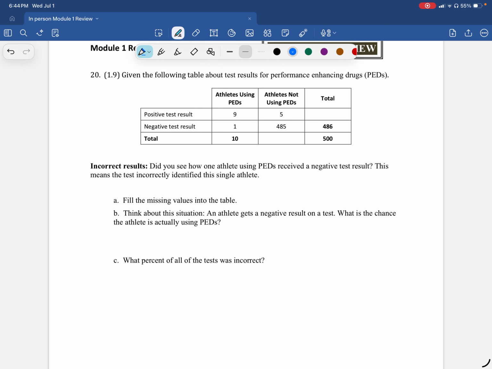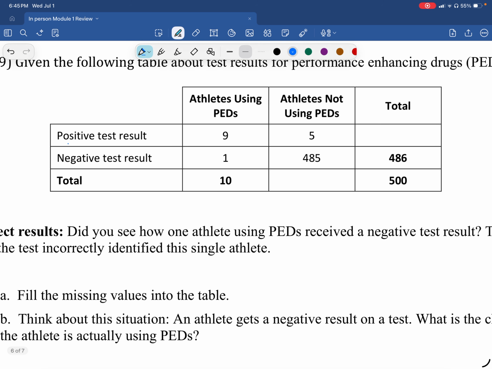Given the following information about performance enhancing drugs. So remember, one of the big things here we're looking for is true positive, true negative, false positive, false negative. So let's just think a positive test. So athletes using PEDs should be getting it. So this is a true test result. A positive, if they're not using, then this test here is a false test. And then if they're using and have a negative test result, this is false. And then if they are not using and they have a negative, this one's true.